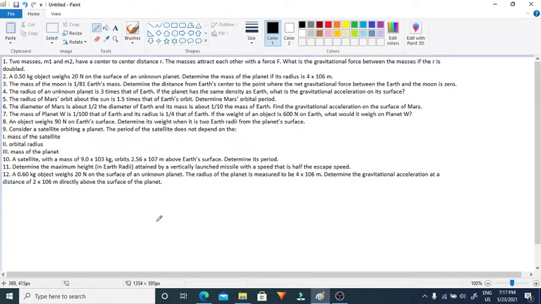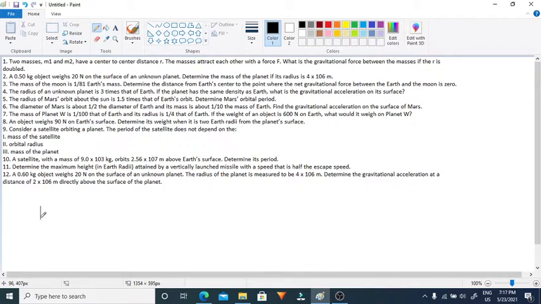All right. Number 9. Consider a satellite orbiting a planet. The period of the satellite does not depend on the... So, for this one, it's just a pick which ones are correct.